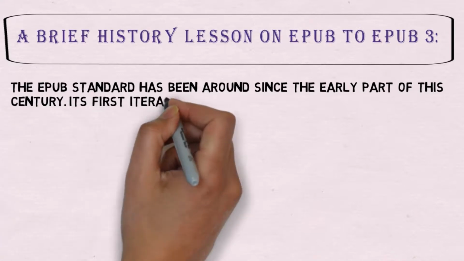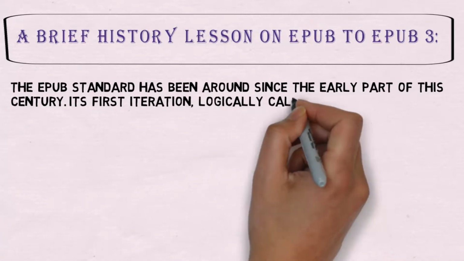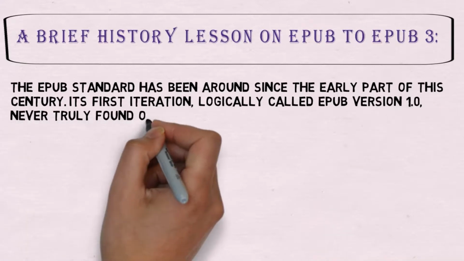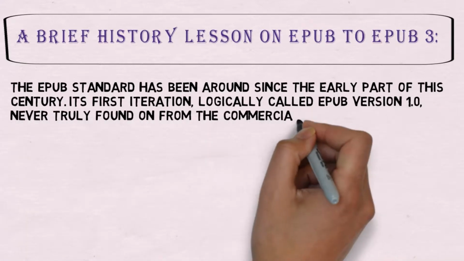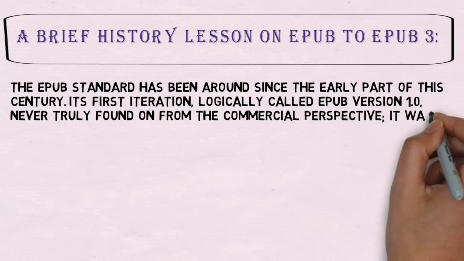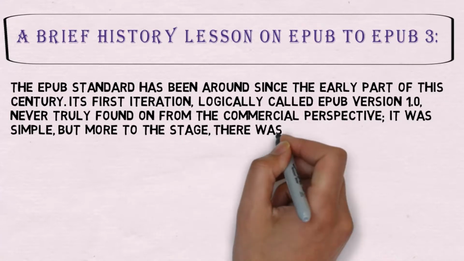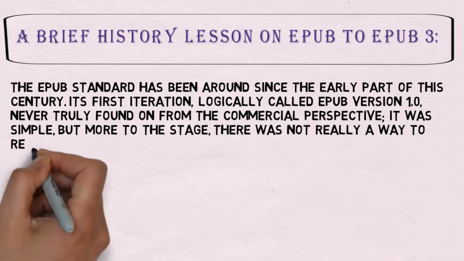The EPUB standard has been around since the early part of this century. Its first iteration, logically called EPUB version 1.0, never truly caught on from the commercial perspective. It was simple, but more of a starting stage. There was not really a way to read or buy ebooks in EPUB format.